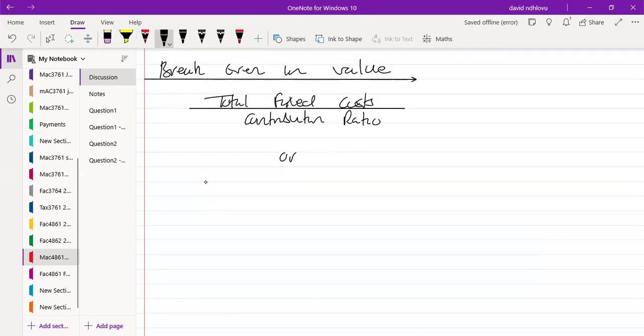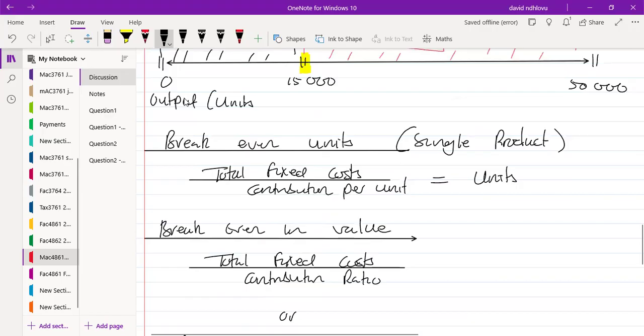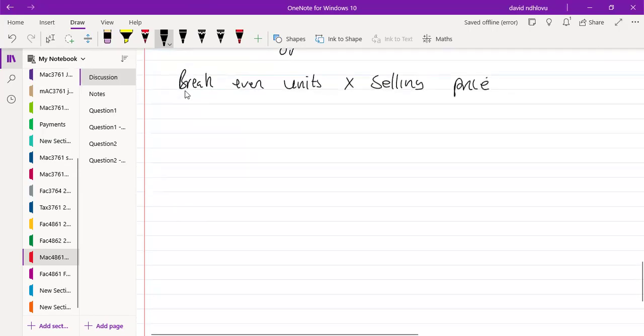Once we have that, sometimes you already have your break-even in terms of units, and you want the break-even in value. So this time you just say break-even units multiplied by the selling price. It should give you a similar calculation. So those are your calculations in terms of break-even. Remember, I'm just giving you formulas and the popular calculations.